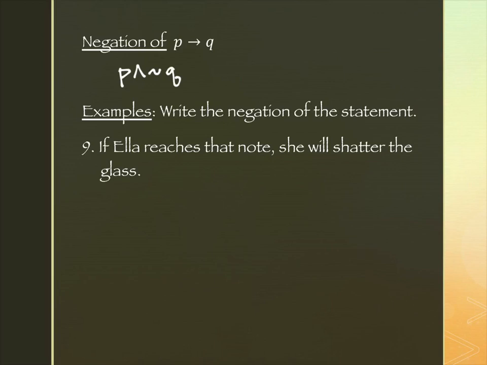So we're going to take an if-then statement, and we're going to write its negation. It's helpful, I still think, to divide the statements up so that we make sure we keep all the pieces in order and that we negate the proper things. So we see an if here. I don't see the word then, but it's basically here. Agreed? Okay. So the if and the then separate my statements out. One statement is Ella reaches that note. And the second statement is she will shatter the glass. Must be a very high note, right? Okay. So the negation that I'm trying to write, what does it do with the first statement?